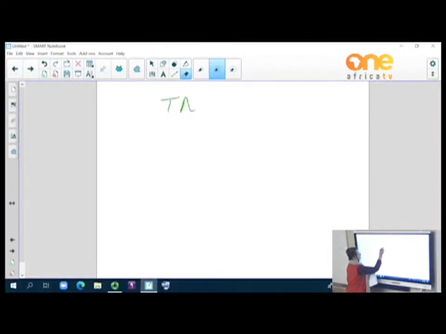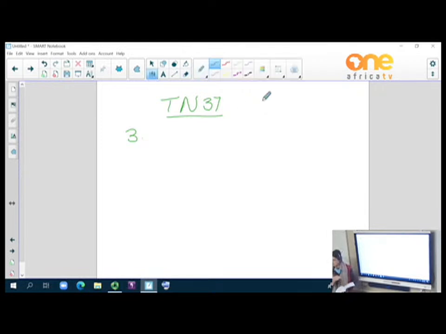Busy then with try now 37. We have to start with number 3. We already marked the other 2 in the previous lesson. This is a very nice example. These are old questions out of the exam papers. I recognize this one, so look carefully at this one here. It's a mixture of algebra and mensuration that we're doing now.